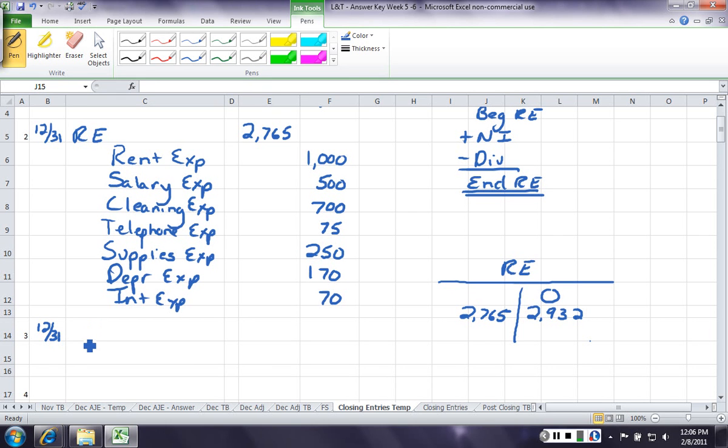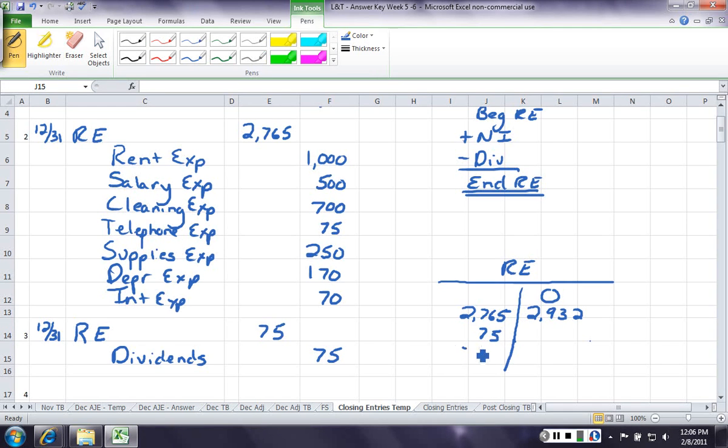We are going to close dividends. Dividends have a normal debit balance, so we need to credit them to make them go away. And we know dividends get subtracted from retained earnings. So dividends are going to go where? Well, they're going to go on the same side as the expenses.